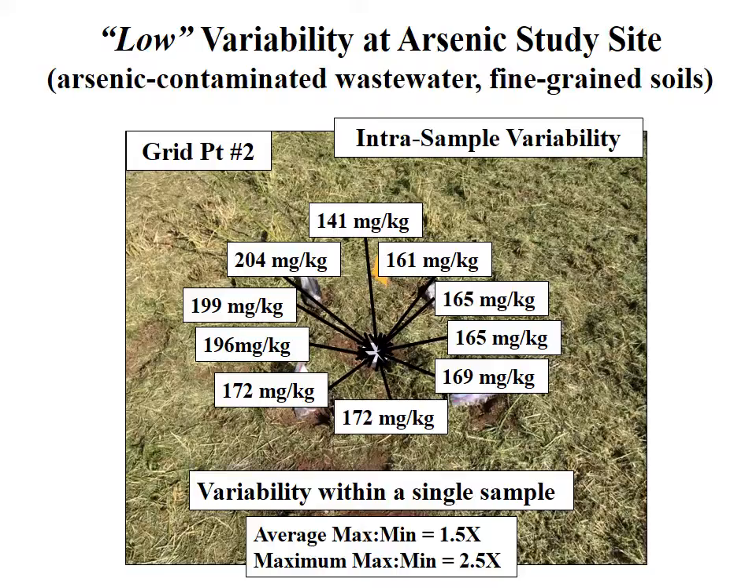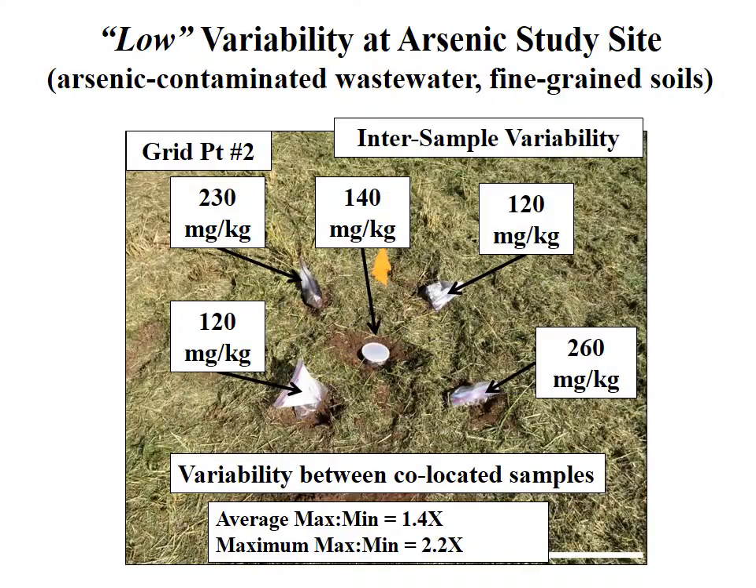Let's look at inter-sample variability. So this is the data for co-located samples at the same grid point. The lowest concentration of arsenic reported in the samples was 120 milligrams per kilogram. Highest concentration, just a foot or so away, was 260 milligrams per kilogram. Again, these don't represent large-scale trends in arsenic concentrations across the site.